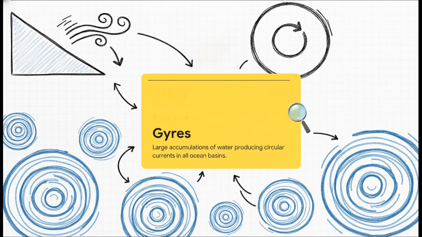And when you combine the whole shebang, that thermal slope, the wind's push, gravity's pull, and the Coriolis steering wheel, you get something absolutely incredible: gyres. These are massive, closed-loop accumulations of water that completely dominate all of our ocean basins. It's basically a giant, natural, circular current.